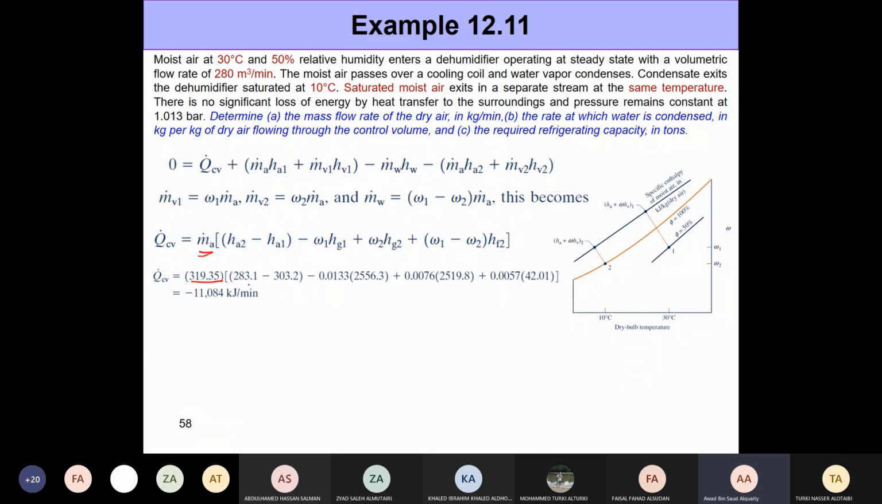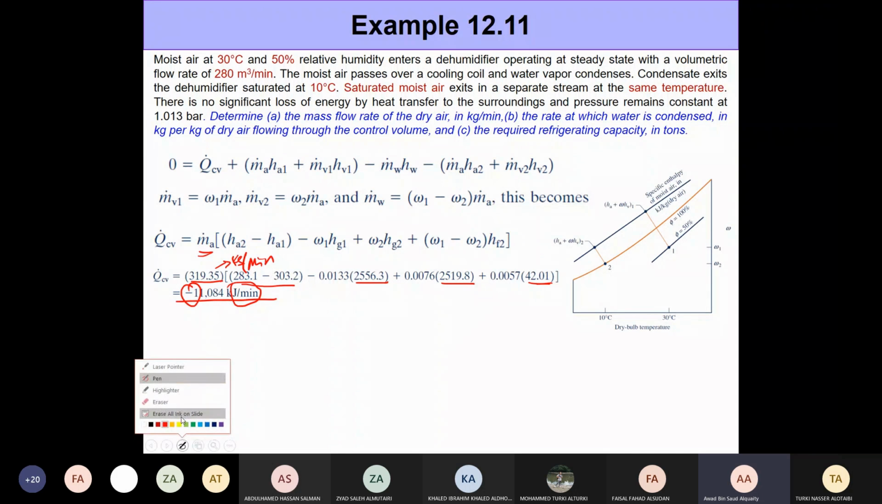So you plug in these numbers here, and these are the enthalpies for dry air. This is the enthalpy for saturated vapor at the two temperatures, and this is HF at 10 degrees Celsius. You plug in the numbers and it comes out to be negative of something, right? And it's simply negative because heat is being rejected. There's no heat coming into the system. Now this is in terms of kilojoule per minute, simply because we had the mass flow rate in kilogram per minute. We are not interested in this unit of kilojoule.